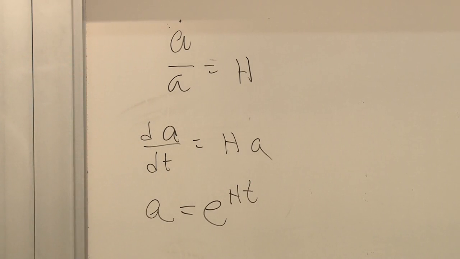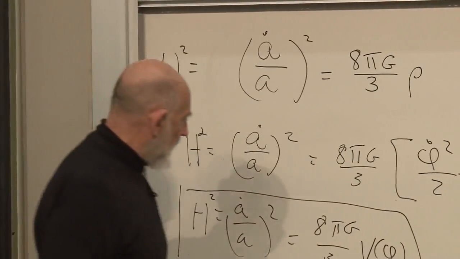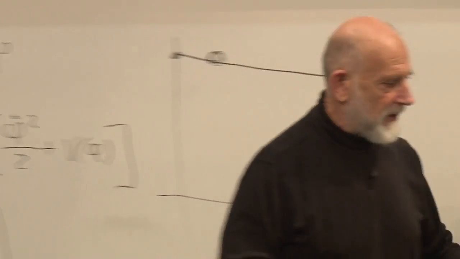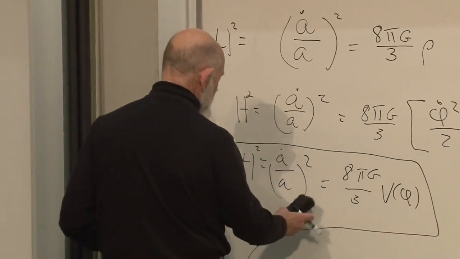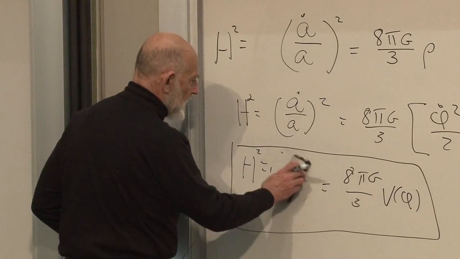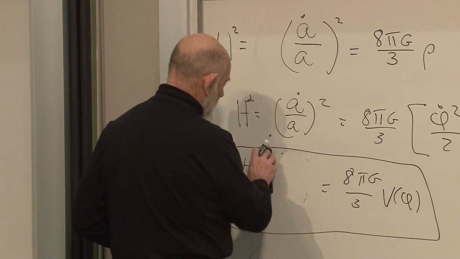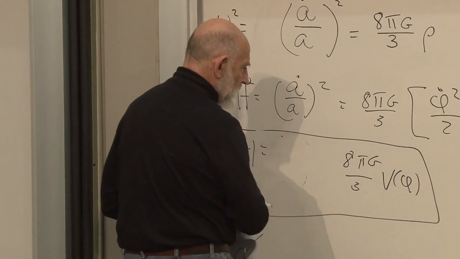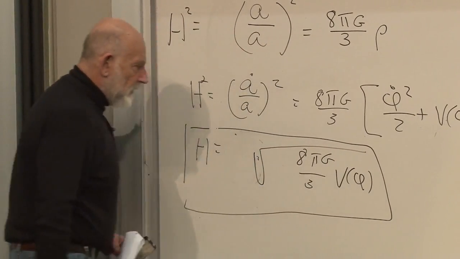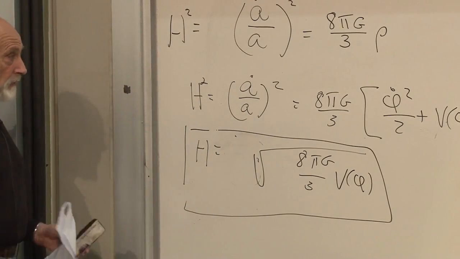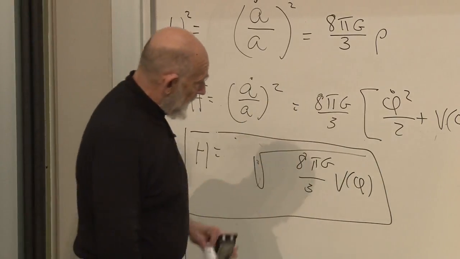And we have h. What is h? Let's solve this equation for h. Let's get rid of a dot over a here. And we know what h is. H is equal to the square root of 8 pi g over 3 times the potential energy on this ramp, all under the square root.